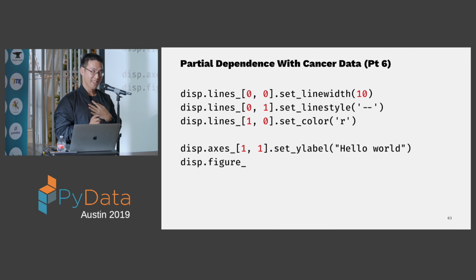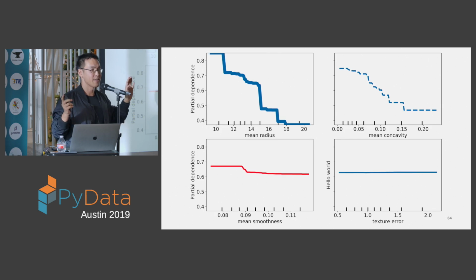There's more to this object. Remember, there are 4 lines here. So it stores the artists, which are in a grid, and you can do whatever you want to them. You could set the line width to 10, the line style to dashes, the color to red. I could say hello world on the axis at the bottom, and you end up with something like this. You can kind of go nuts because it doesn't compute anything. It just changes the style of your plots.